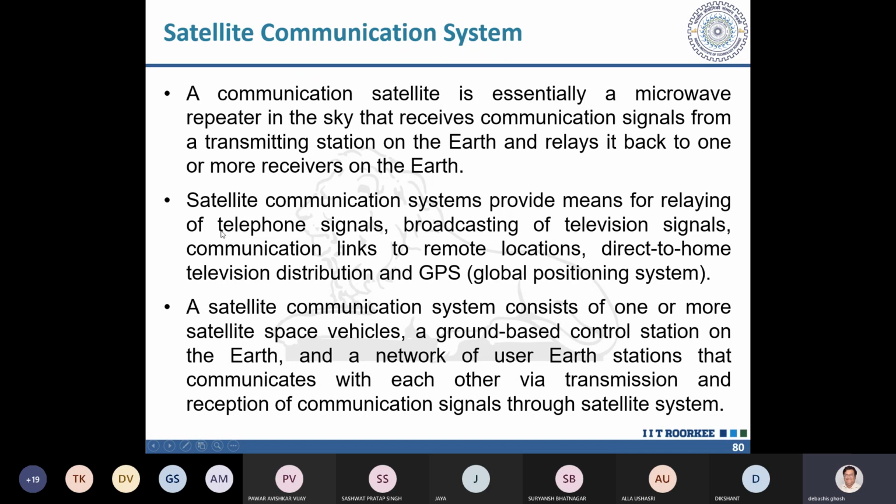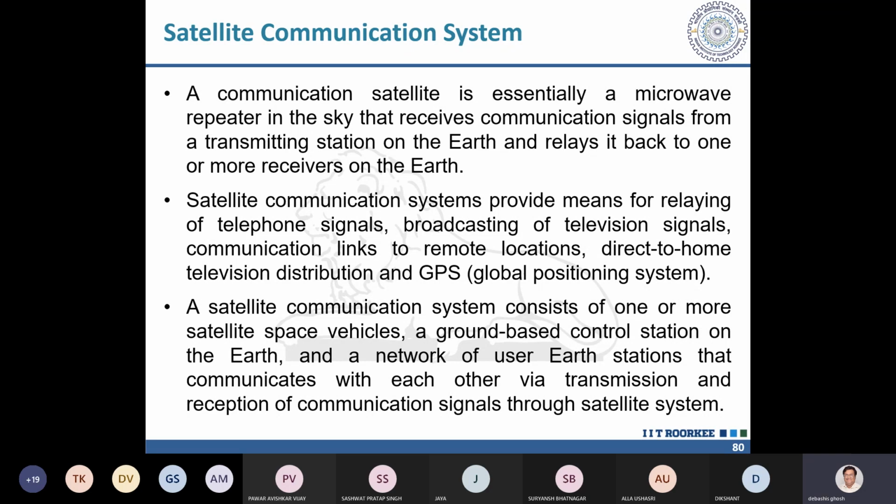Satellite communication systems can be used for relaying telephone signals. That is what we are doing nowadays, and that's why we are able to communicate with people in other countries also. STD, ISD, all these are based on satellite communication. Before the satellite there was no STD, no ISD. Only after satellites came up could people contact each other via STD and ISD.